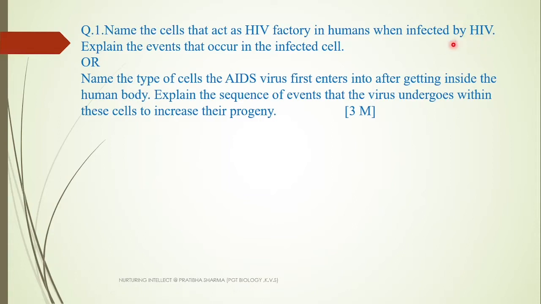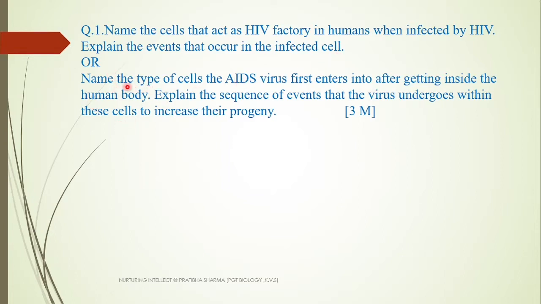तो सबसे पहले मैक्रोफेजेस, they are acting as, क्योंकि प्राइमरी सेल्स हैं मैक्रोफेजेस. उसके बाद में टी हेल्पर सेल्स are also acting as HIV factory. Explain the events that occur in the infected cell. तो जो आपका पूरा स्कीमेटिक डायग्राम था, जो फ्लो चार्ट था, उसको आप एक्सप्लेन कर सकते हो यहाँ पर.